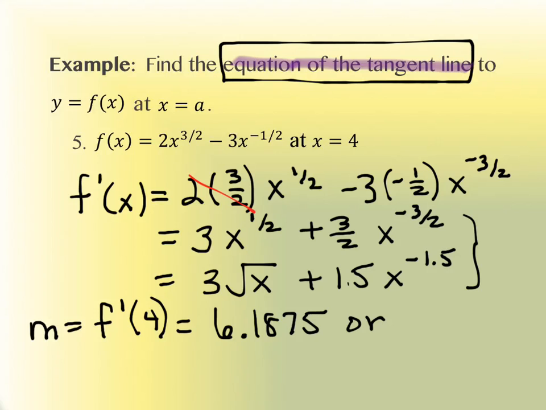What'd you guys get? 99 over 16 is correct. So either of those are perfectly fine in this particular problem. Either of those. Are we done? No, why not? Because we have to find the equation of the line.